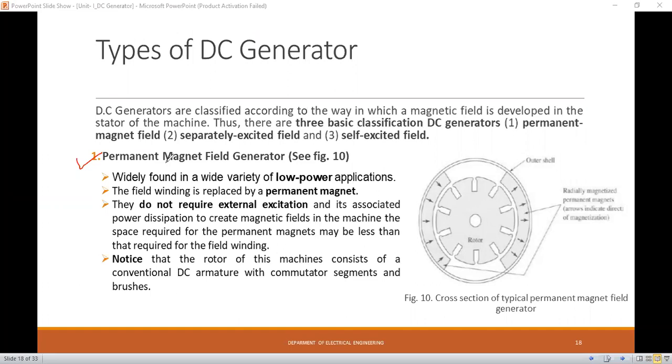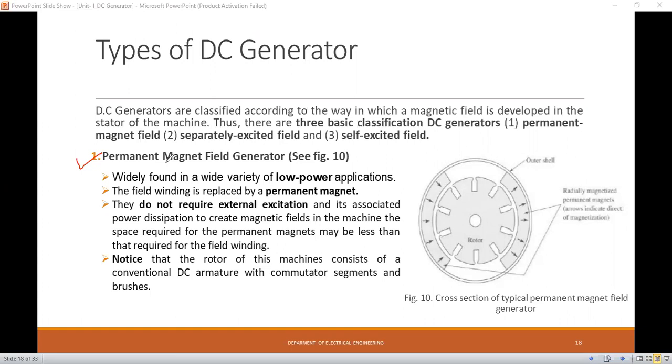Okay, so do you know that the magnetic field can be created by using a permanent magnet. It is not sufficient as compared to that of an electromagnet. So for low power application, we generally use a permanent magnet field type of DC generator. Now the field winding is replaced by a permanent magnet.